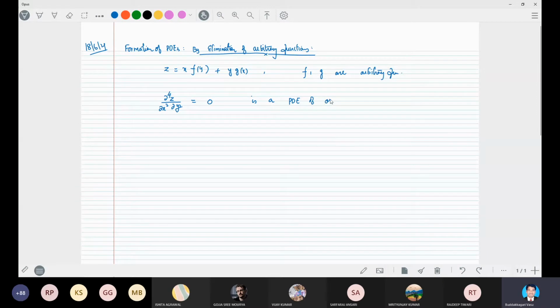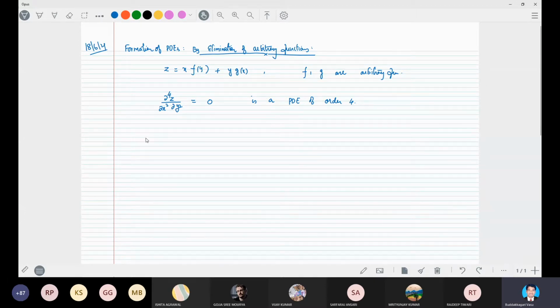It is a PDE of order 4, right? This equation we obtained by successive differentiation 4 times, with respect to x 2 times and with respect to y 2 times. It's very clear.